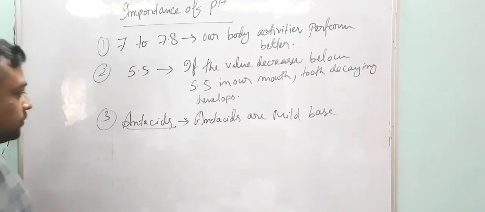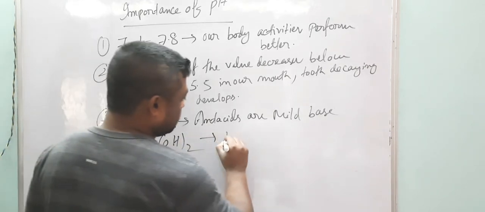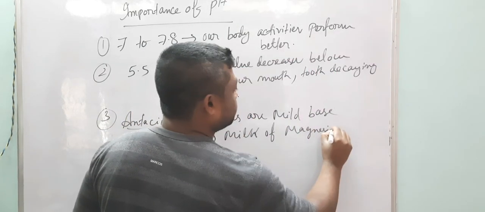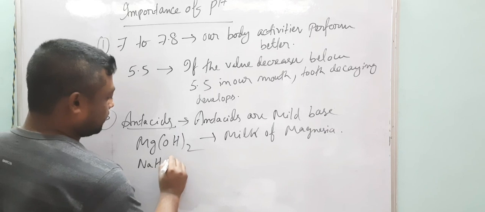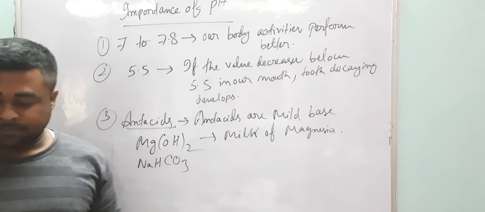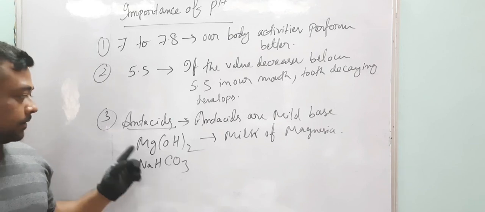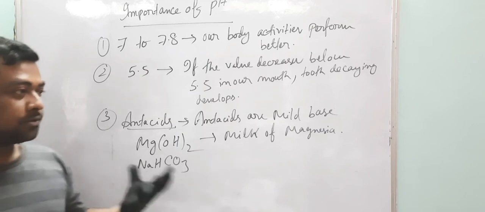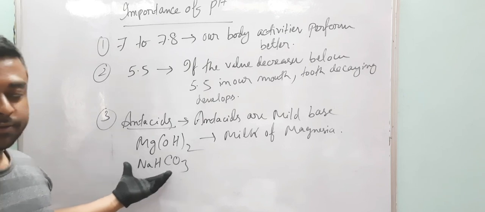Generally, antacids are used as magnesium hydroxide, known as milk of magnesia, or baking powder, sodium hydrogen carbonate. They are also used as mild bases. So whenever you have acidity, you take this magnesium hydroxide or sodium hydrogen carbonate, and these substances, when they react with the acid produced in your stomach, result in a neutralizing reaction, and it reduces the pain of our stomach.